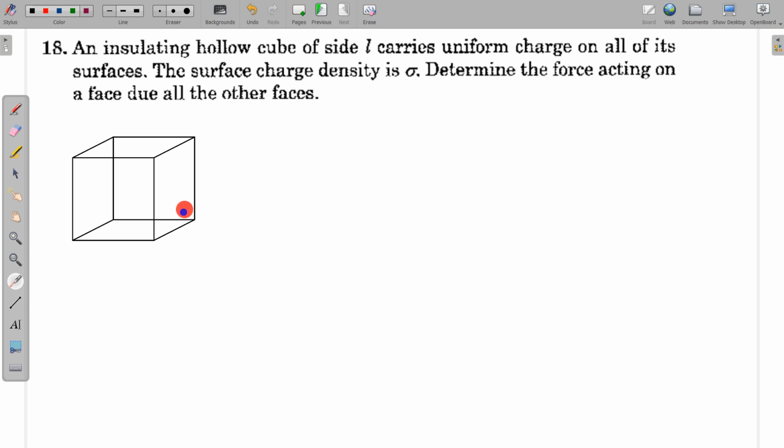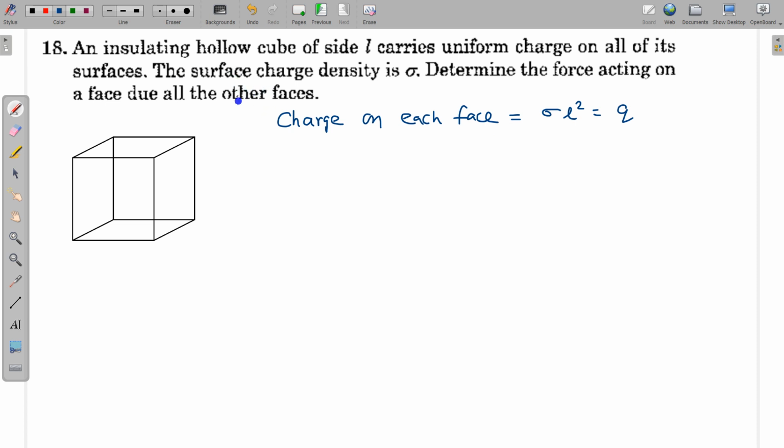So force on this face due to all other faces, and on each face the surface charge density is uniform, which is equal to sigma. So the charge on each face is equal to sigma multiplied by L square, and I am assuming this as equal to Q. So on each face the charge is equal to Q.